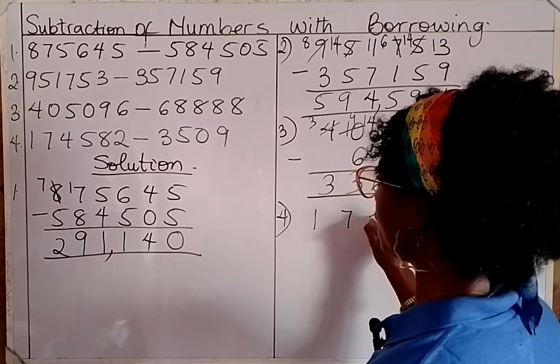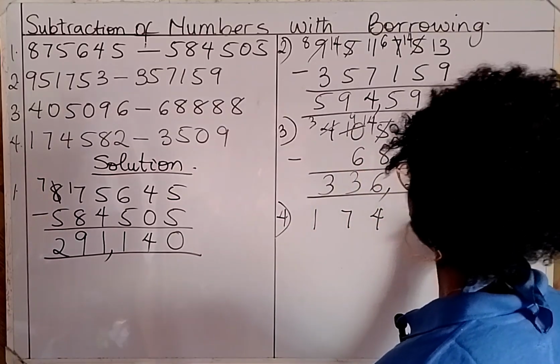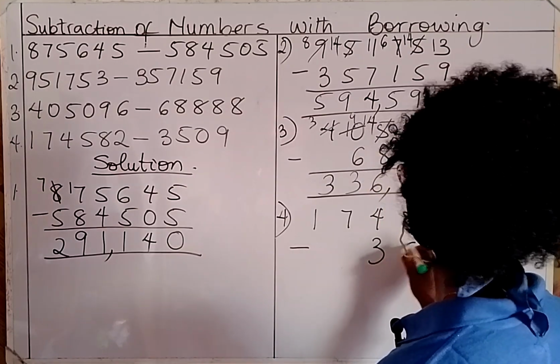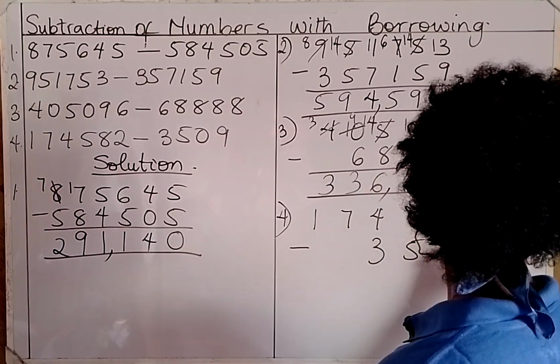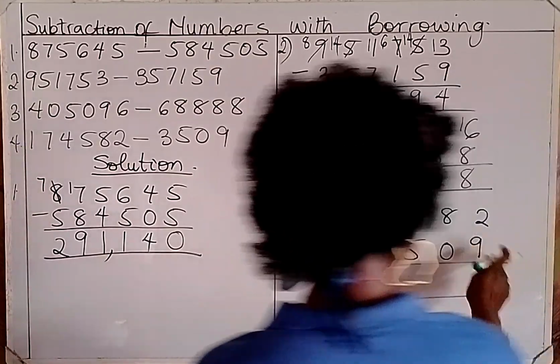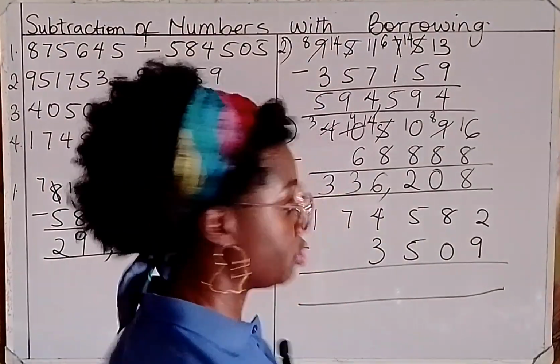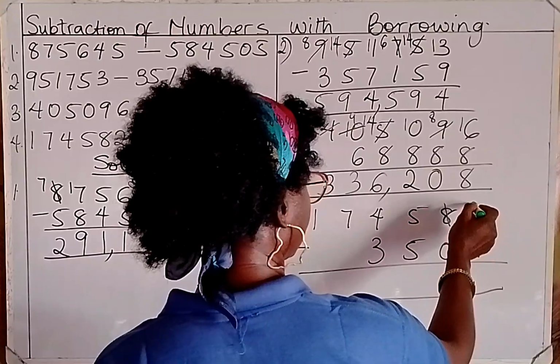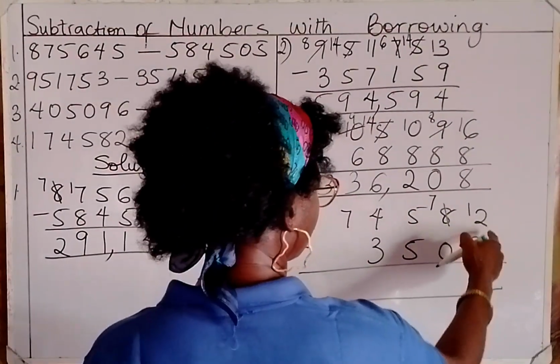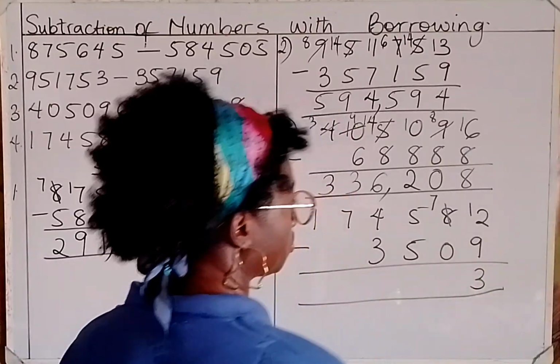Question 4. We have 174,582 minus 3,509. Now, can 2 take away 9? It is impossible. We borrow from 8, add it to 2 to make it 12. And here I left it 7. 12 take away 9 equals 3.